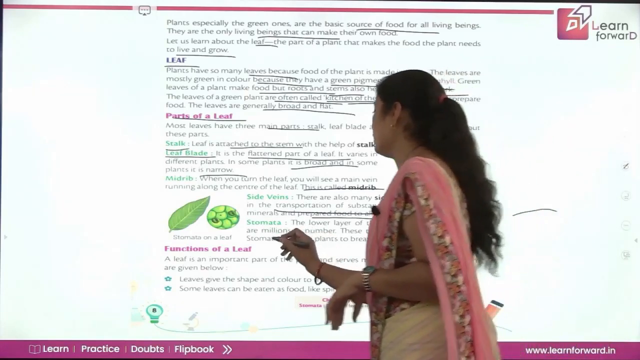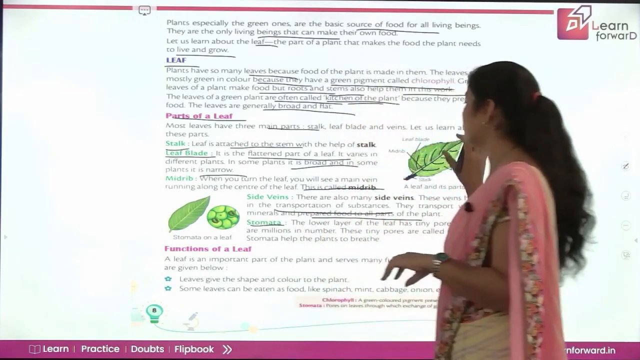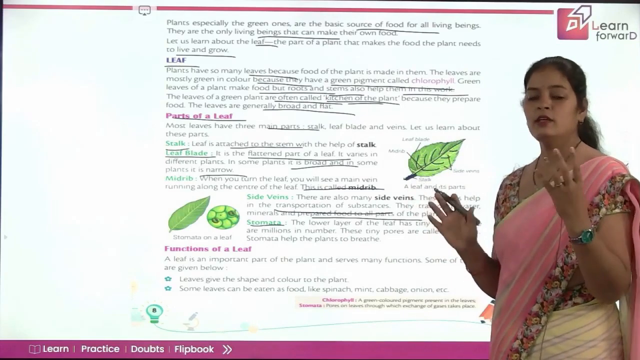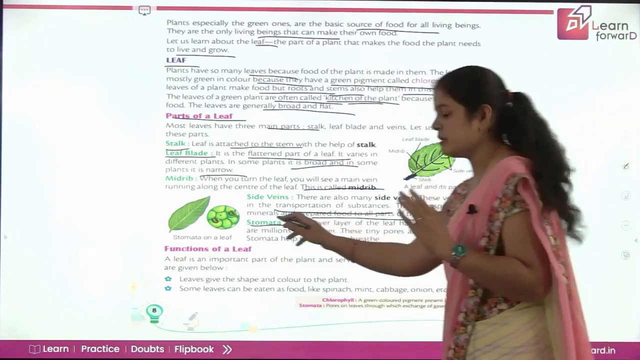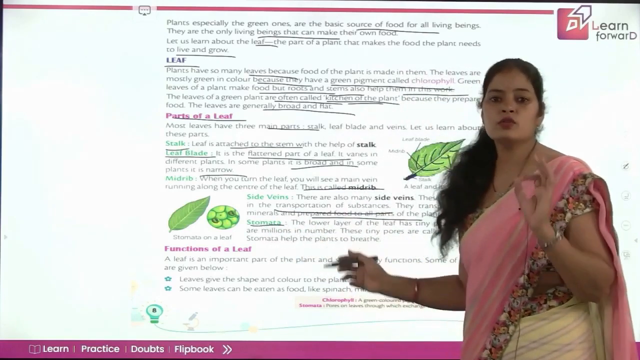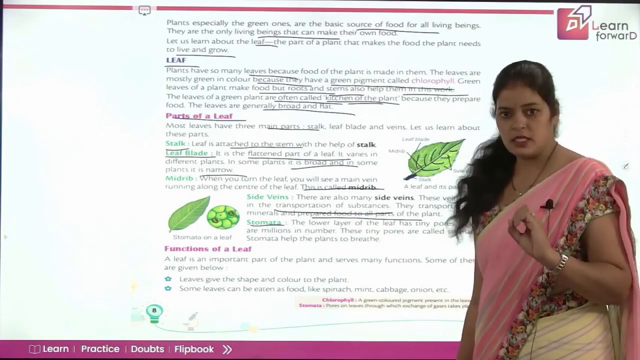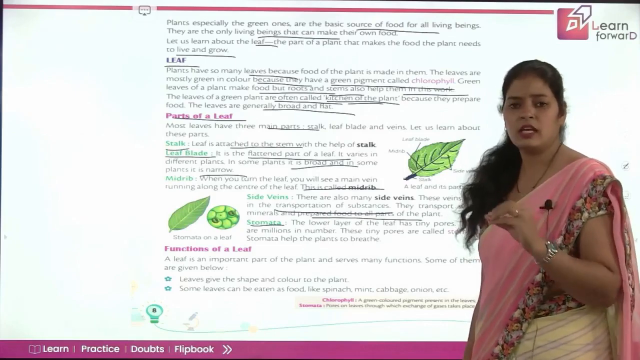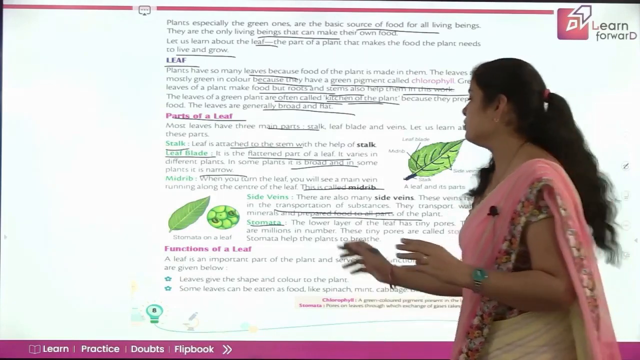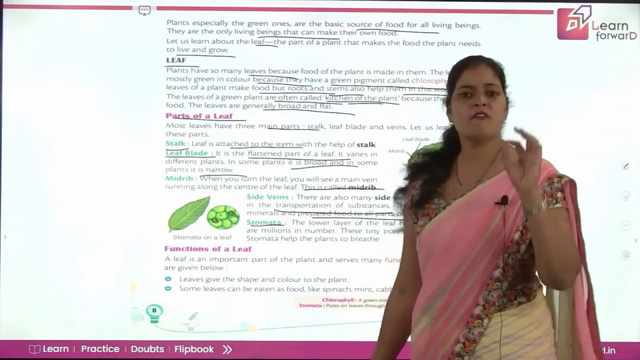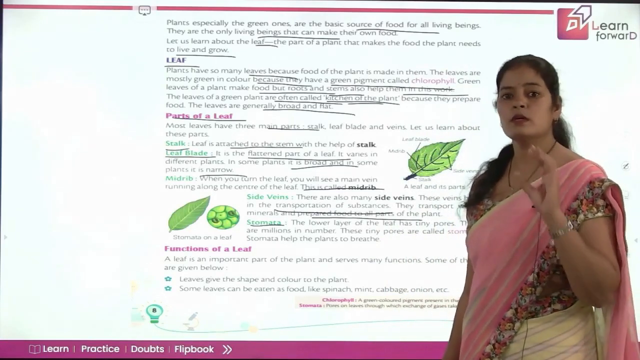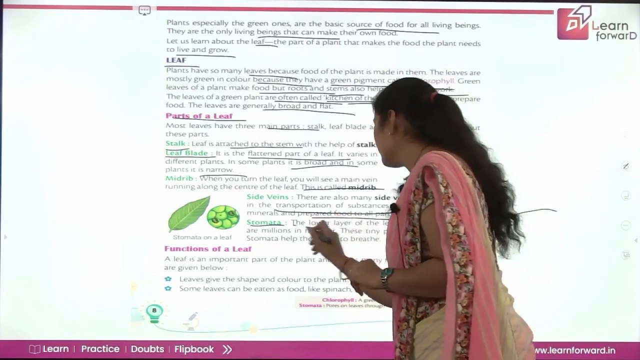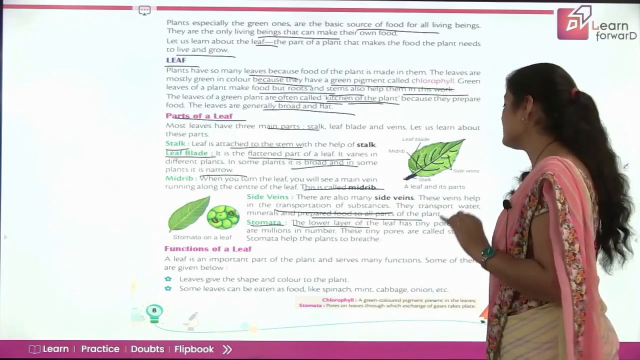Okay. Now last part is stomata, which is not visible with your naked eyes. Whenever you are seeing any leaf, you cannot see these stomata there. You need a microscope to observe stomata. They are very tiny holes that are not visible to your open eyes. They are very minute. So what are these? The lower layer of the leaf has tiny pores.